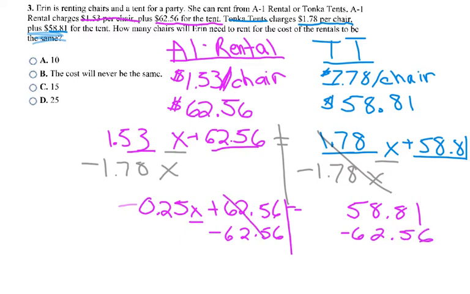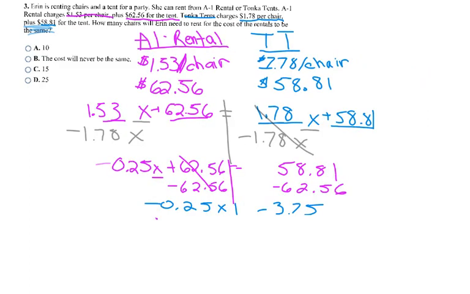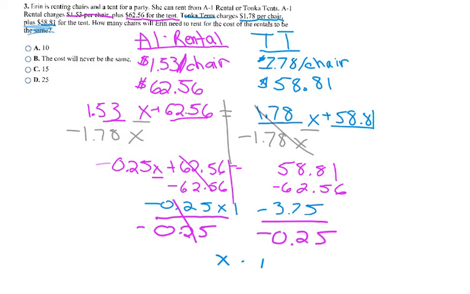And this cancels out to 0, so I'm just left with negative 0.25x on the left. And then on the right, I'm left with negative 3.75. My last step here is going to be to divide both sides by negative 0.25. And when I do that, these cancel out and I'm just left with x. And then when I do the division on the left side, that gives me 15.